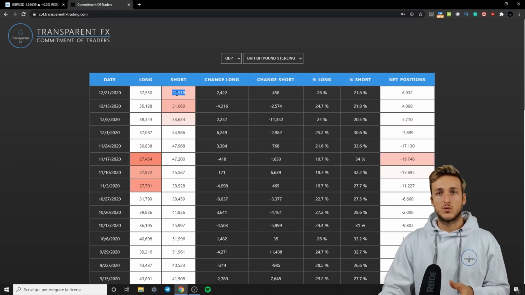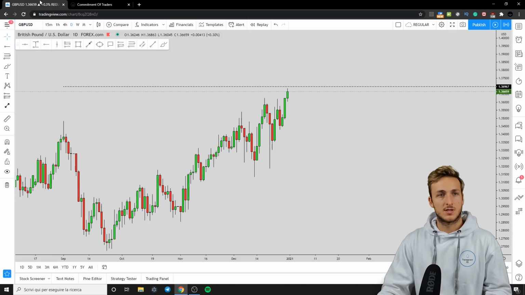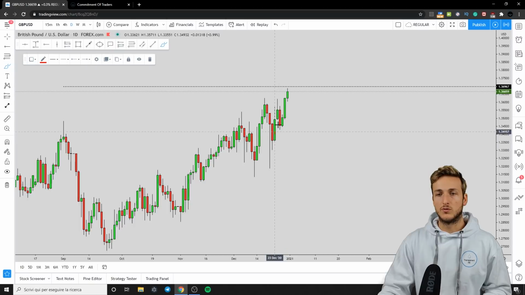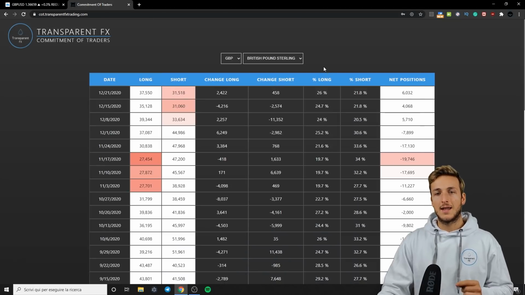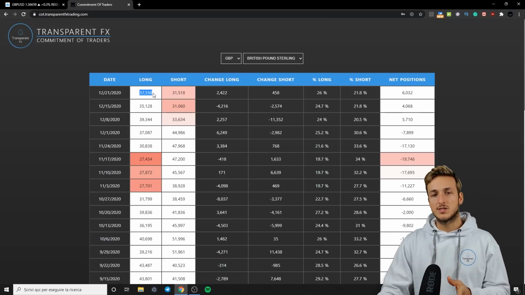So what you expect when the biggest speculators in the market, which have massive amount of money, are increasing their long positions and decreasing their shorts, you expect the market to create a move to the upside, which is exactly what the market is doing. And now what we have? Now we have 37.5k long positions.